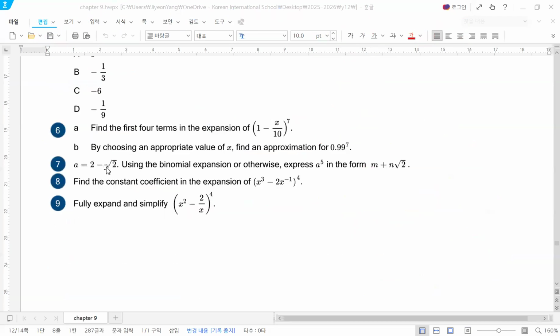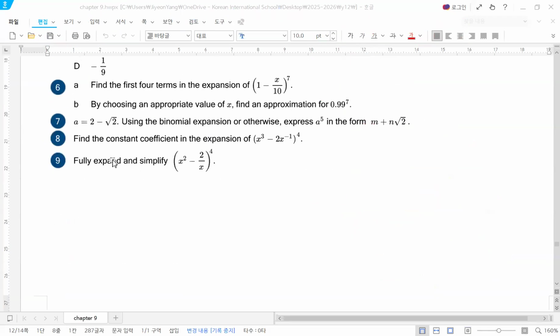I know these questions are not easy, but by practicing many times, I want you to figure out how to use the general term of binomial expansion. You will learn it, but it needs a lot of practice. So let's move to question number 6. Find the first four terms.